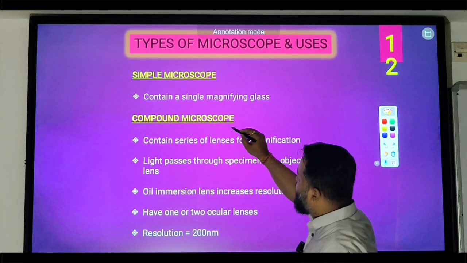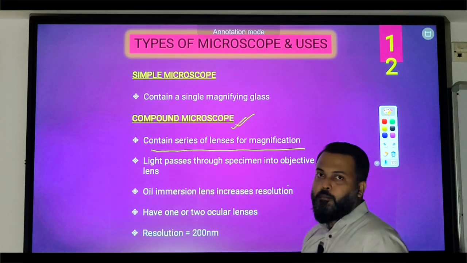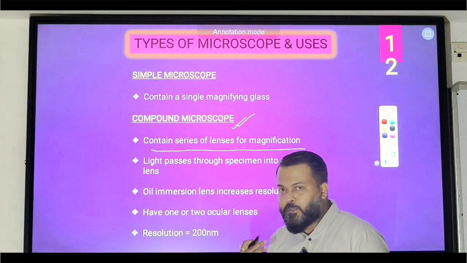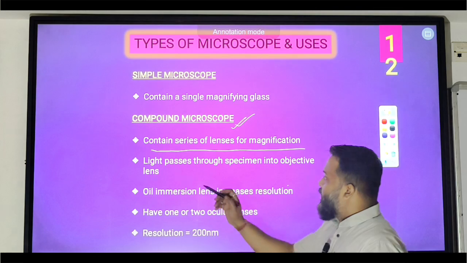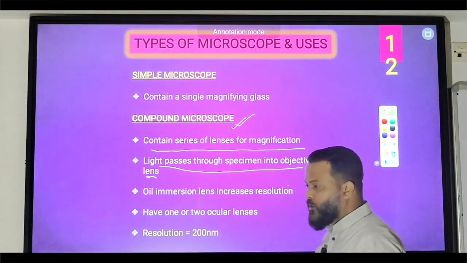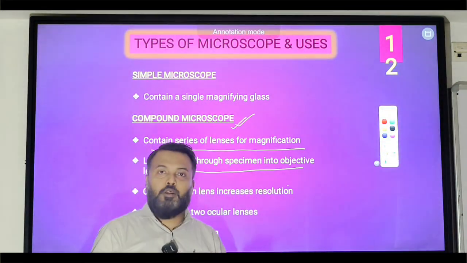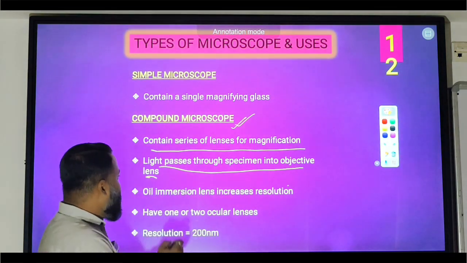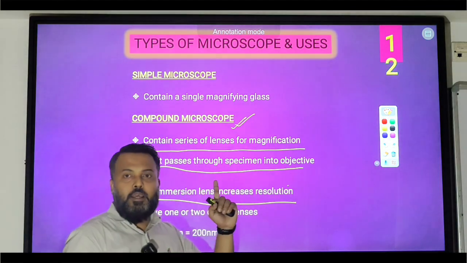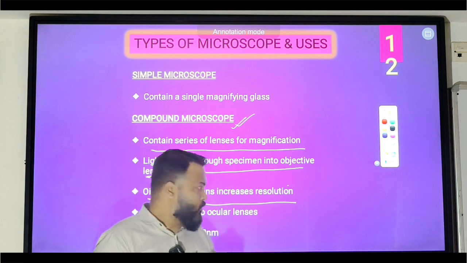Then the compound microscope will be there. So what is this compound microscope? Here it contains a series of lenses for magnification. There may be different kinds of series of lenses which help you observe a magnified image. The light passes through the specimen into the objective lens. Oil immersion lenses are also introduced there, which can increase the resolution of the microscope.